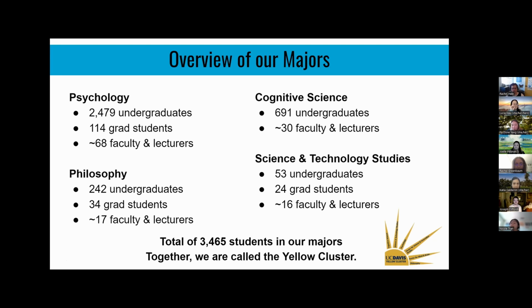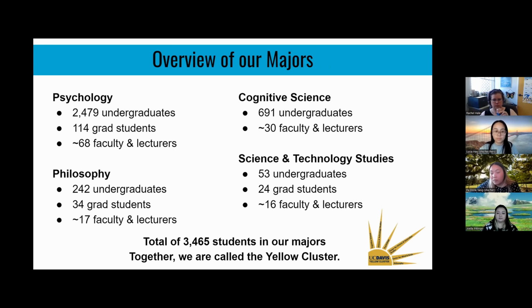So here's an overview of our majors and how many students are in the majors that we serve. Yellow Cluster, that's just what we're named administratively. We advise for these 4 different majors: psychology, cognitive science, philosophy, and science and technology studies. So we serve a lot of students here at Yellow Cluster. Next slide, please.